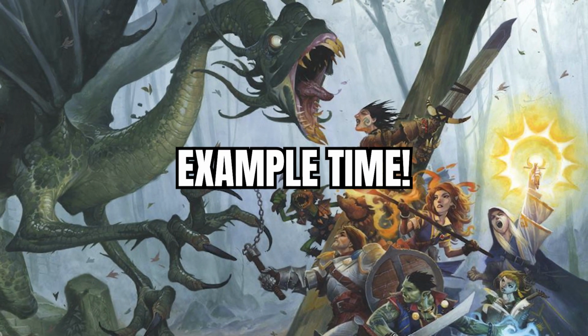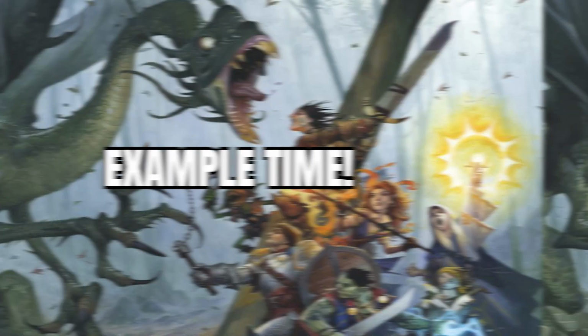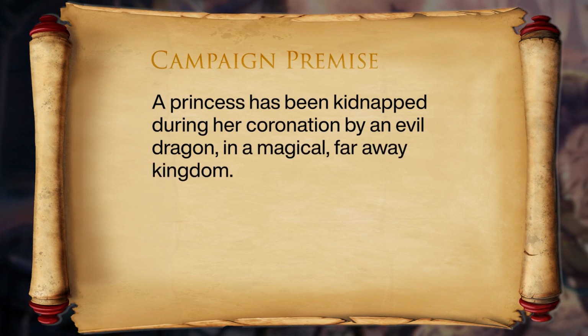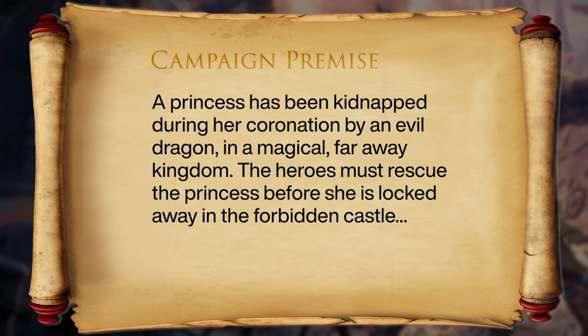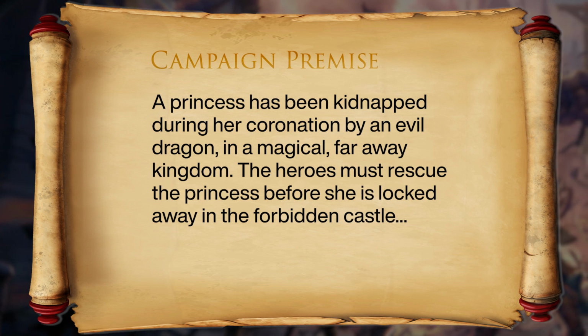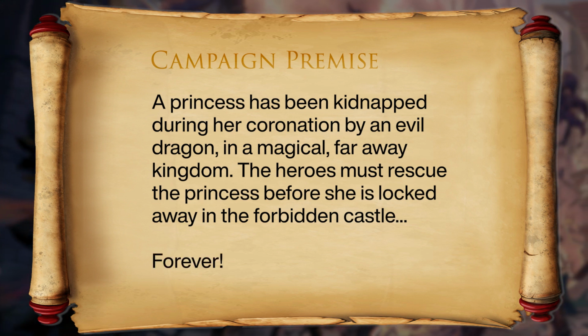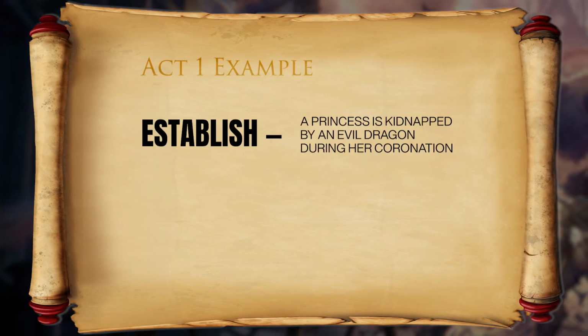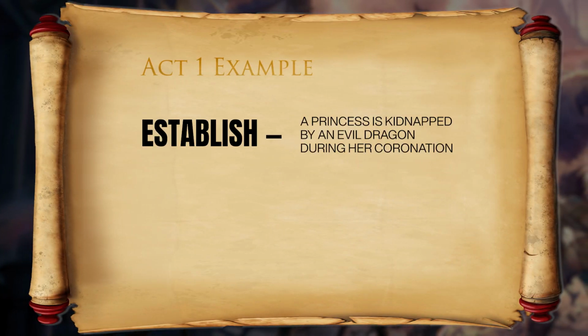Now let's say, for example, we have a campaign premise that goes like this. A princess has been kidnapped during her coronation by an evil dragon in a magical, faraway kingdom. The heroes must rescue the princess before she is locked away in a forbidden castle forever. Given this premise as our campaign, let's nail down the first milestones. First, let's deal with the Establish Milestone. Think of an event that establishes your player in the setting and the problem. In our example, a princess is kidnapped by an evil dragon during her coronation.